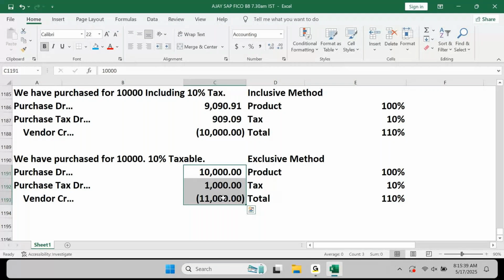Meaning there is no fixed rule. Everybody should put the inclusive method only, or everybody should put the exclusive method only, there is no specific rule. Sometimes you will get it in this way, sometimes in that way. The user who is posting or processing the invoice is easily able to identify what kind of invoice it is, inclusive or exclusive. Every invoice will clearly tell you the item value, tax value, total value.